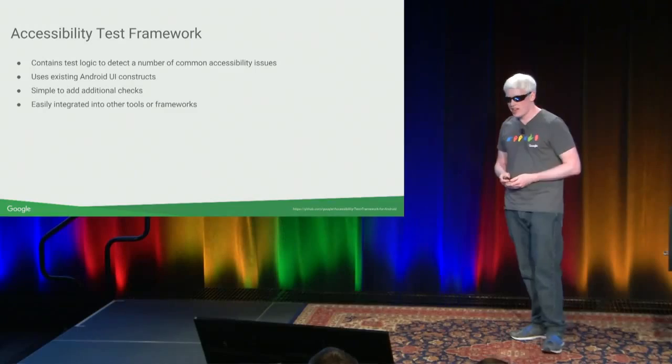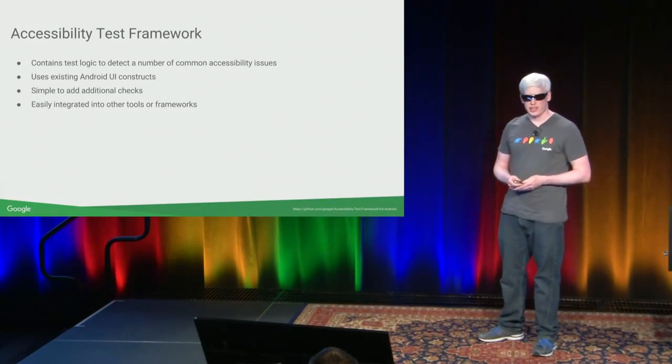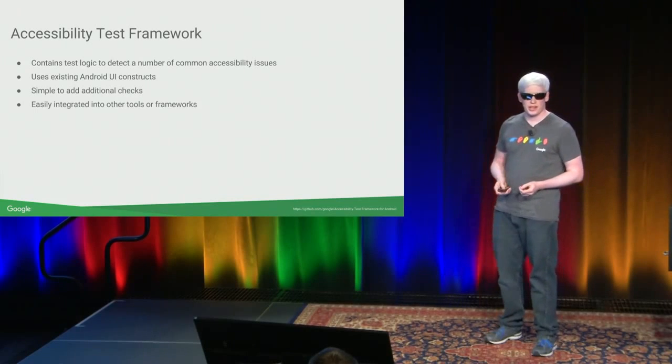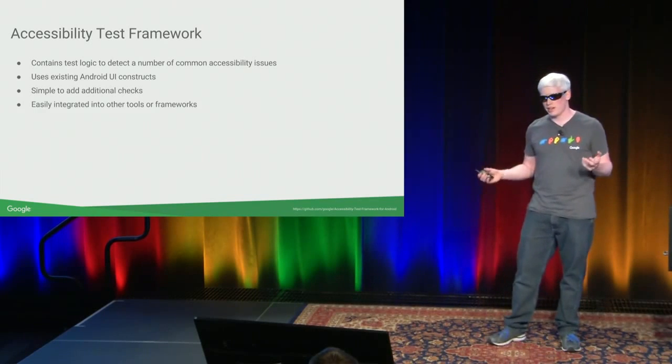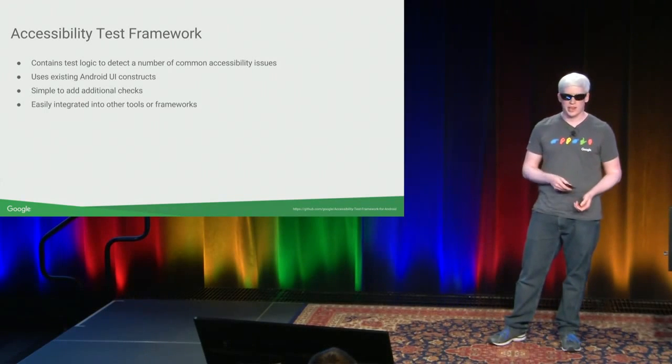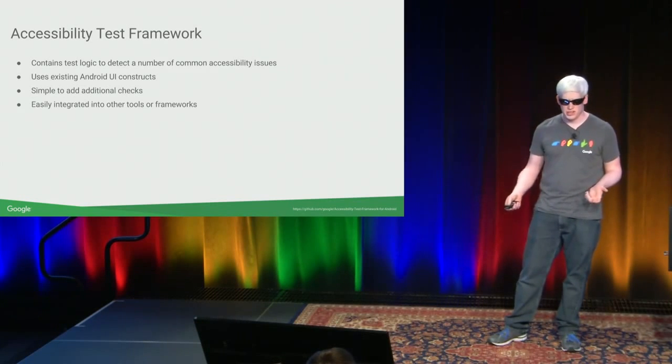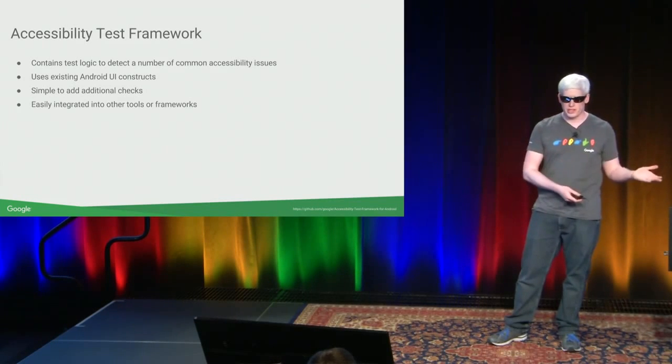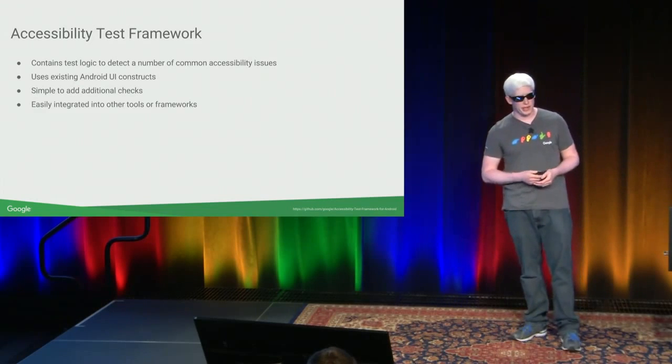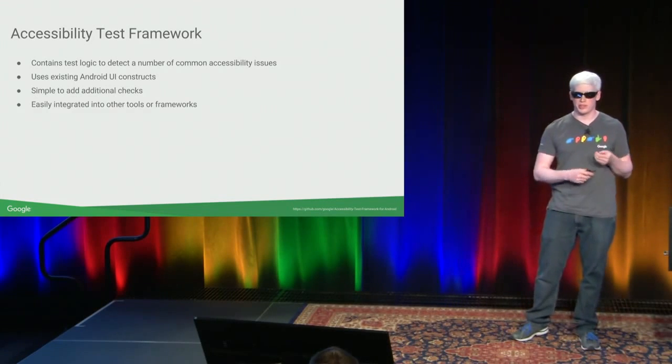In that vein, we created what we're calling the Android Accessibility Test Framework. It's essentially a Java library that includes logic to detect a number of accessibility issues using Android UI constructs. So we can look at the views presented within your application, or we can look at another representation of them called accessibility node info. Anyone who's used UI automation on Android is probably familiar with that.